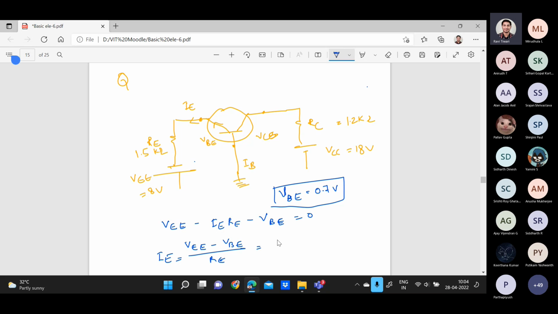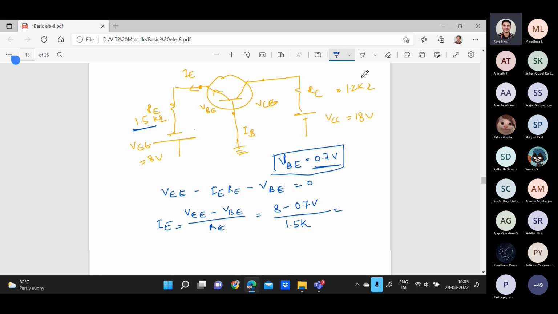So substitute it. VEE is what? VEE is 8 volts. VBE is not specified. That means you have to take as 0.7 volts. RE is given to us as 1.5 kilo ohms. So you can put 1.5 kilo ohms. Now you tell me the answer after calculating.